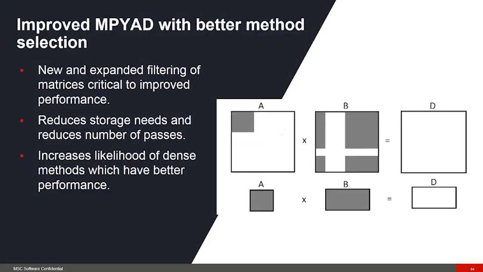It is important to note the features that we have added for the new method. We have added and expanded filtering of matrices to improve the performance. This helps to reduce storage needs and reduce the number of passes, and also increases the likelihood of a dense method, which can have better performance. So these are all added for your ease of use, for the user to have a more computationally efficient solution.